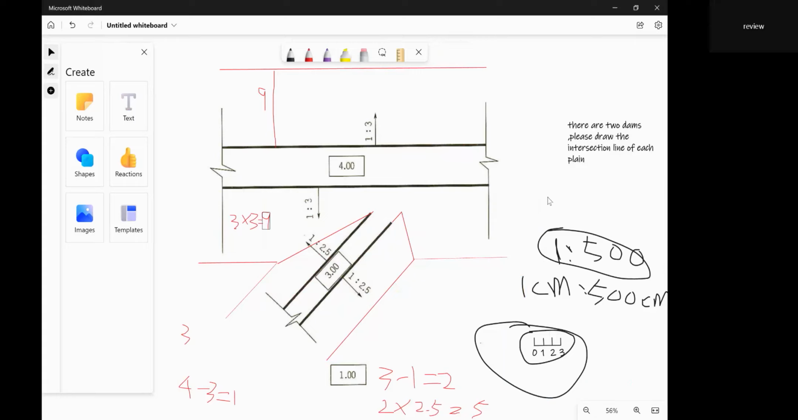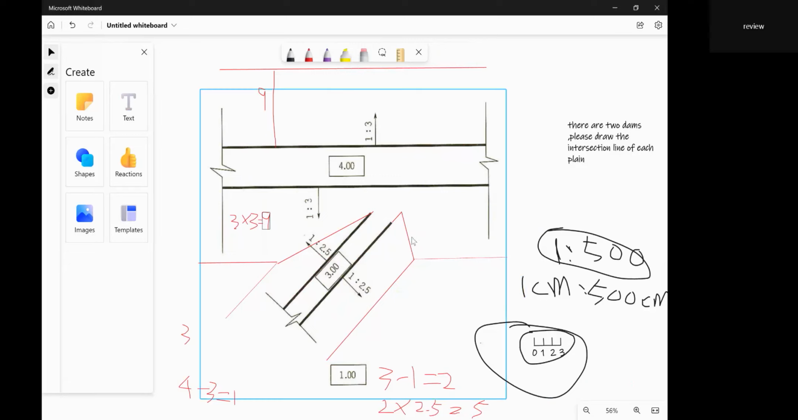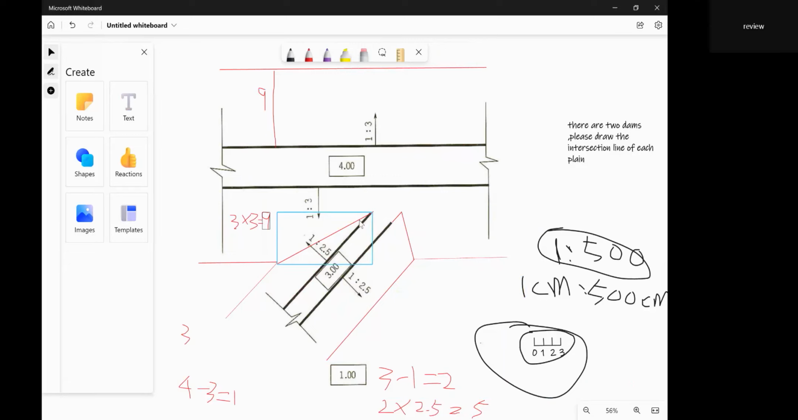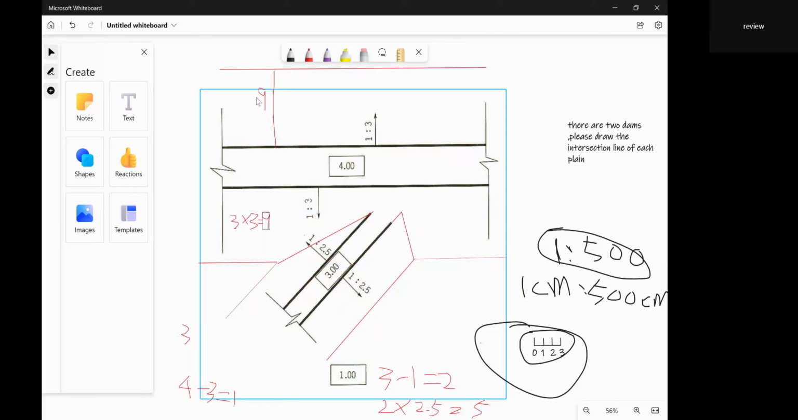Maybe it's hard for you. Maybe it is hard for you. So I will explain it quickly. First, you can see the top elevation is 4 and the ground is 1. This is a big dam, and this is a small dam.